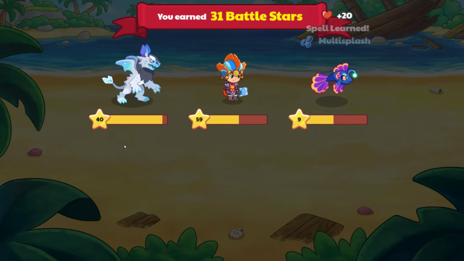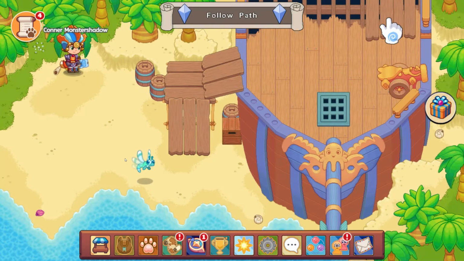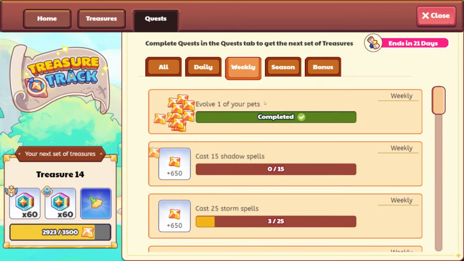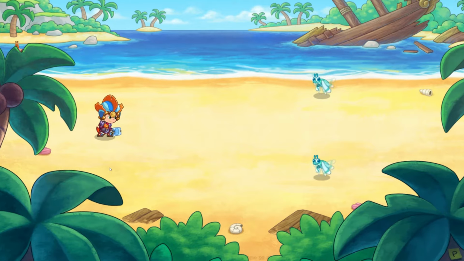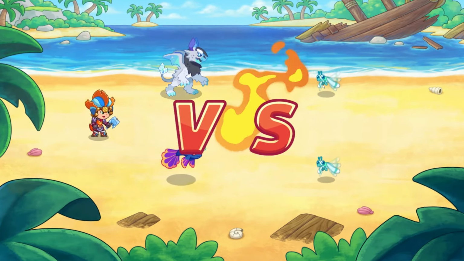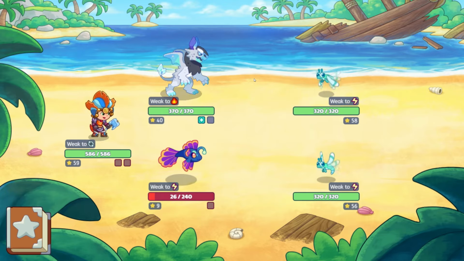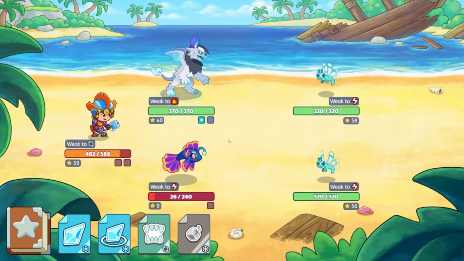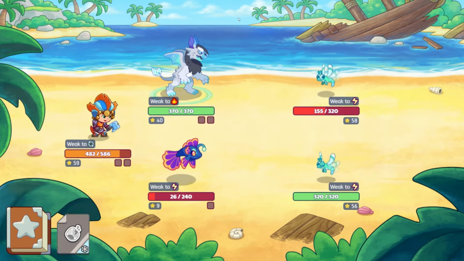All right, here we go. Multi-splash. All of the rewards here, and then let's go ahead and see. I think I got a quest for evolve one of your pets, which is a weekly quest, which is awesome. We're starting to get some storm spells as well, so that is great. All right, we have 2 Flickflits. Boom. Right? Let's just bite you. I'm going to clamp down on you. Here we go.